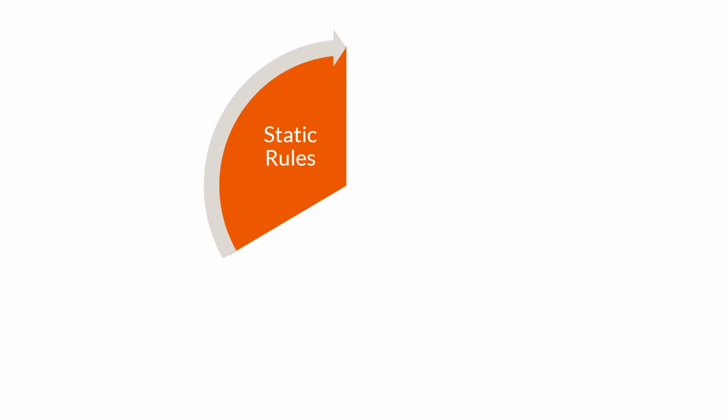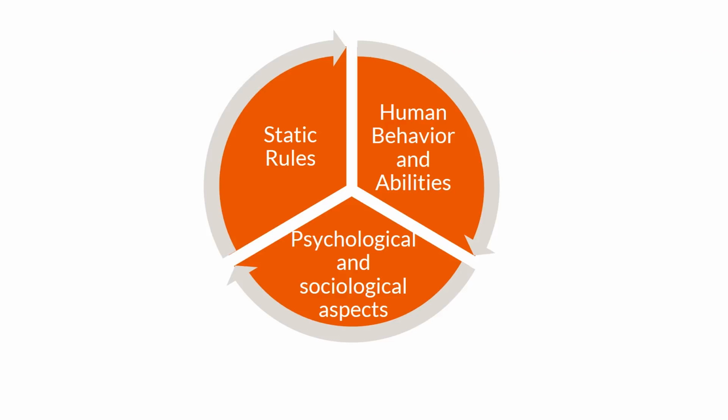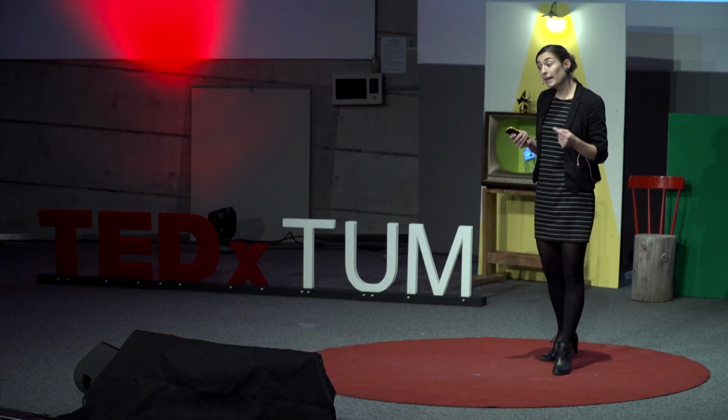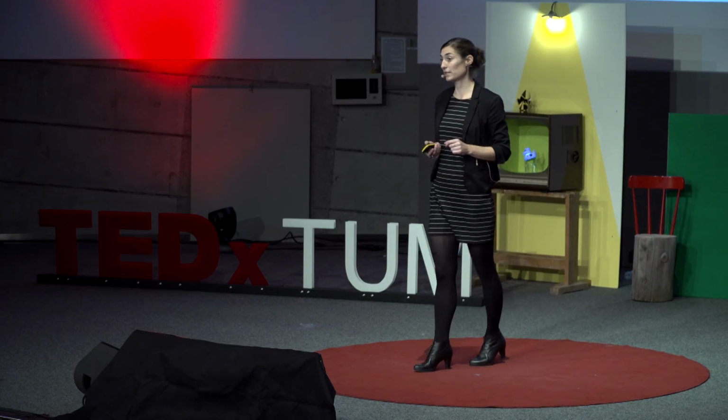So where are we right now? Right now, we have static rules when it comes to planning buildings, venues, events, but this is obviously not enough. So we have to take into account human behavior and abilities, and we have to take into account psychological and sociological aspects. This is where simulations can help us, because simulations can combine these different aspects by taking into account different layers.